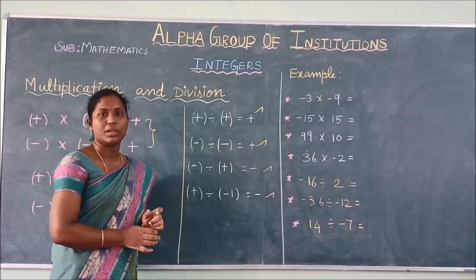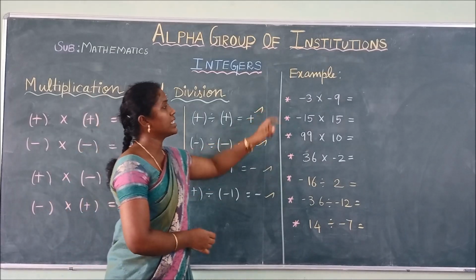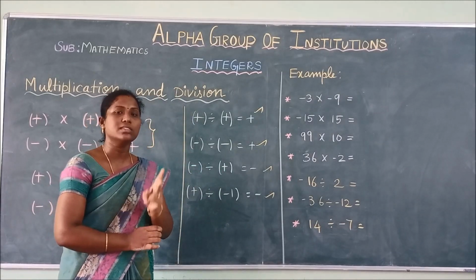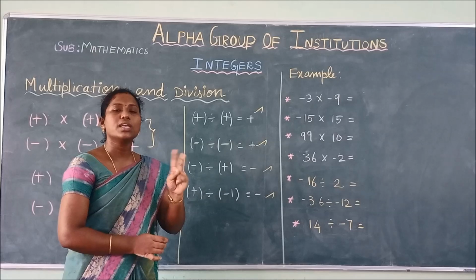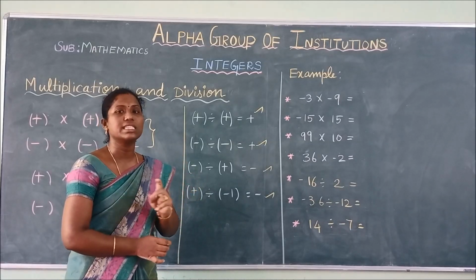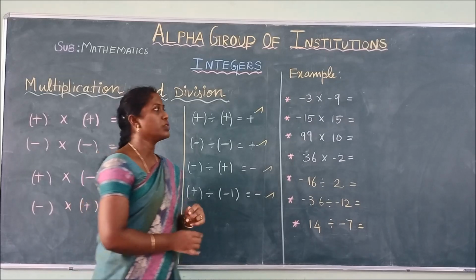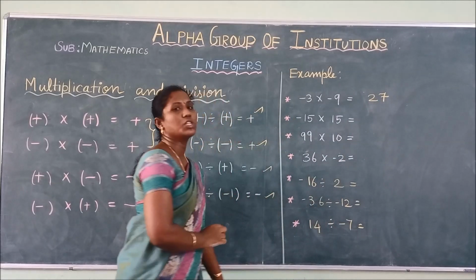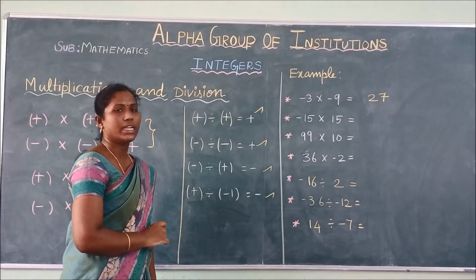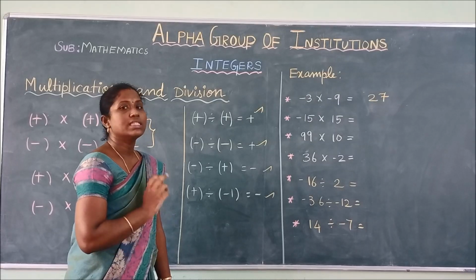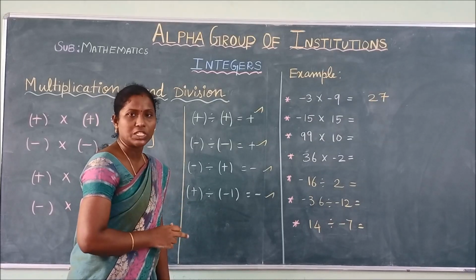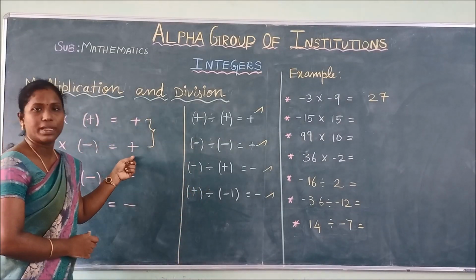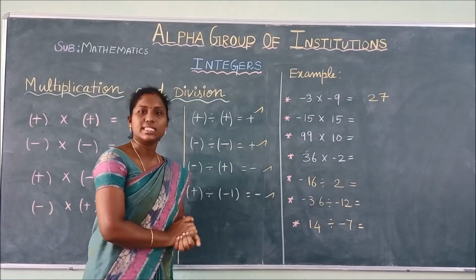Let us solve some examples based on this rule. See the first example, minus 3 into minus 9. Here we are multiplying two integers, both negative, so they have the same sign. While multiplying, first we multiply the numbers. 9 3s are 27. What is the sign for the answer? Same sign, the answer is always positive. So minus into minus is plus. See the first row, minus into minus is plus. So the answer is plus 27.